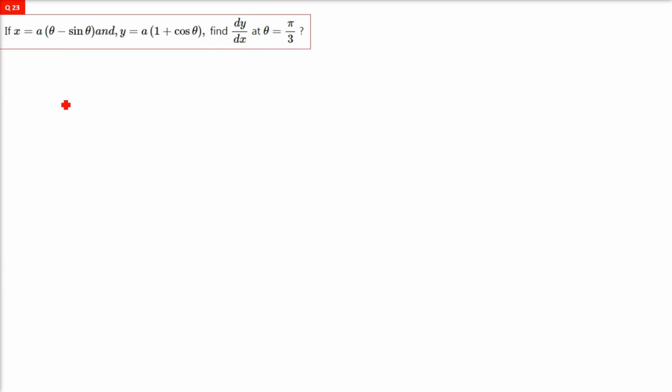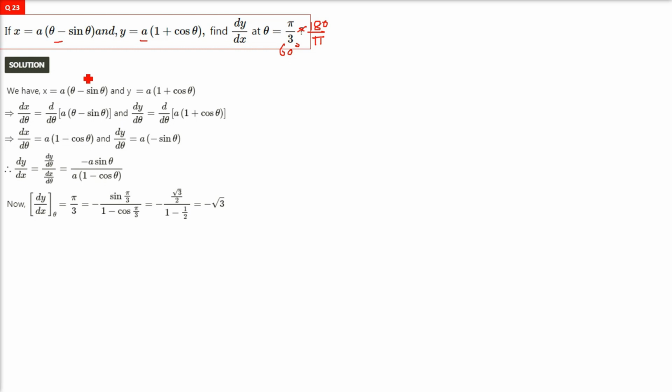Then we have x equals a into theta minus sin theta, y is a into 1 plus cos theta. So we have to find out dy by dx at theta is equal to pi by 3. This first part, most of the time we have already done in previous questions. Pi by 3 is nothing but if you multiply it by 180 by pi, you will know the degree. That is 60 degree you have to keep when you actually find out the final result. So same thing we are going to do here.